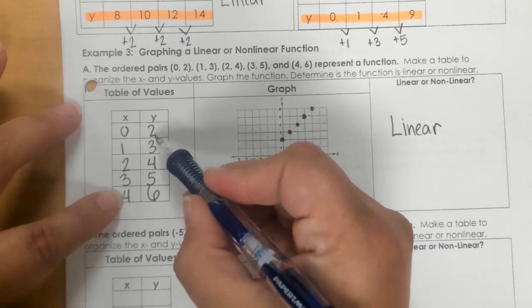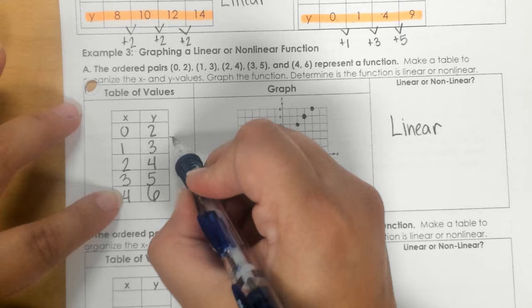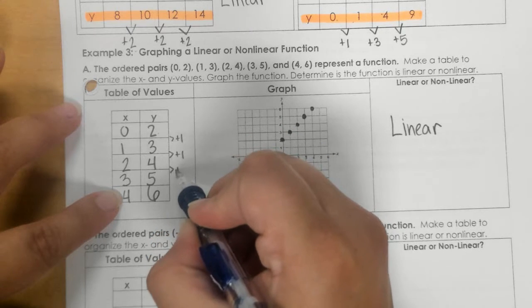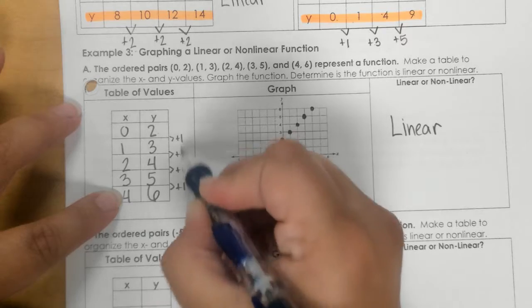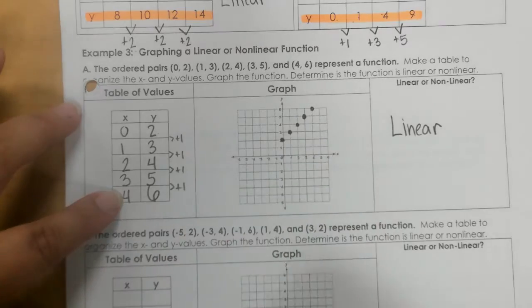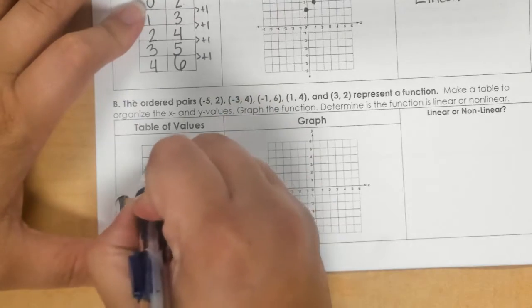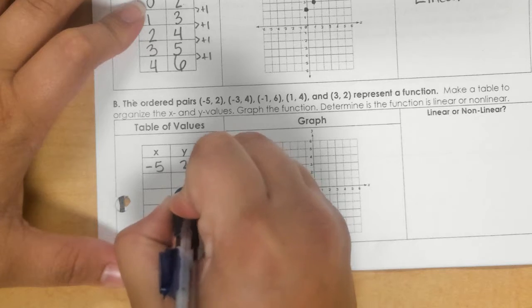And if I look at my y, 2 to 3 is an increase of 1. 3 to 4, increase of 1. And that happens to be all the way down. So that also tells me, since it's the same number, it's linear. So for the last one there, same idea, you're going to put those numbers, those ordered pairs, into the table of values.